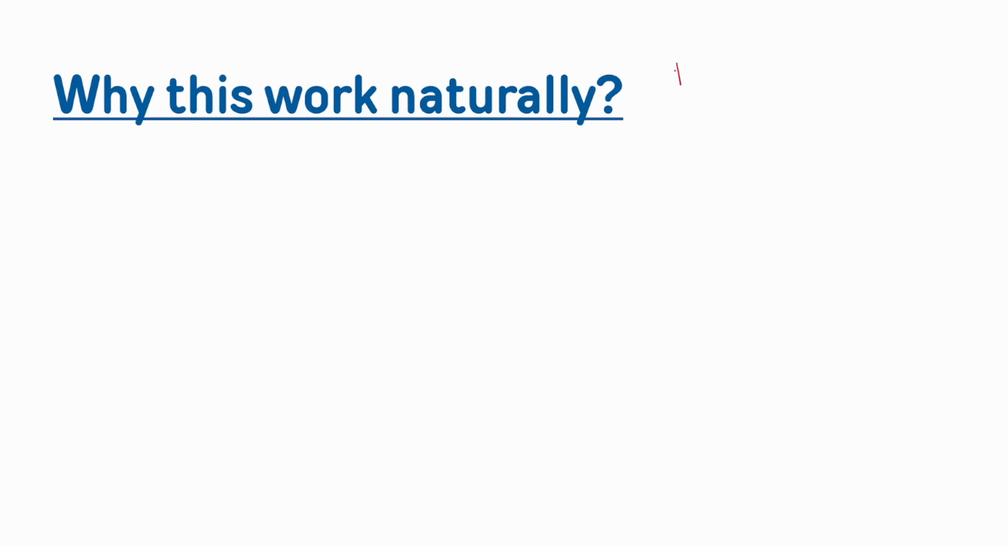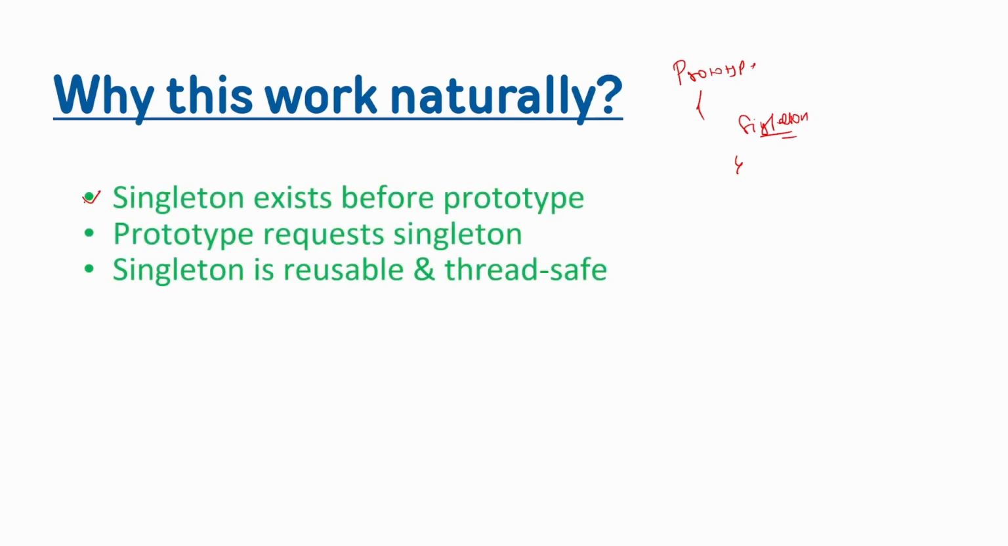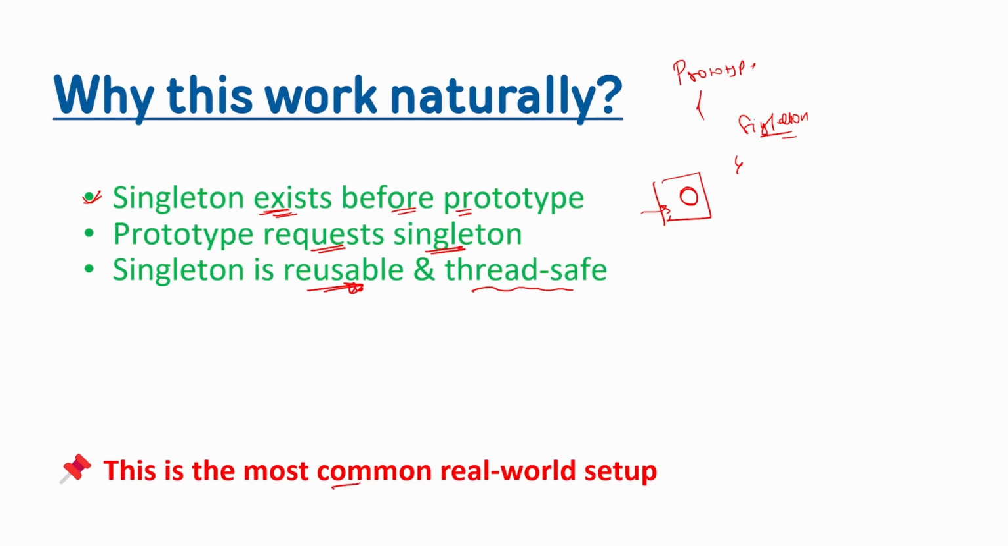Now you will be thinking, why does it work naturally when we use a singleton bean inside a prototype bean? Because the singleton bean exists before the prototype and is stored in the Spring context. Since the singleton bean is created at startup, the prototype simply requests it, and the singleton does not hold any state, so it is reusable and thread safe. This is the most common real world setup for using a singleton bean inside a prototype-scoped bean.